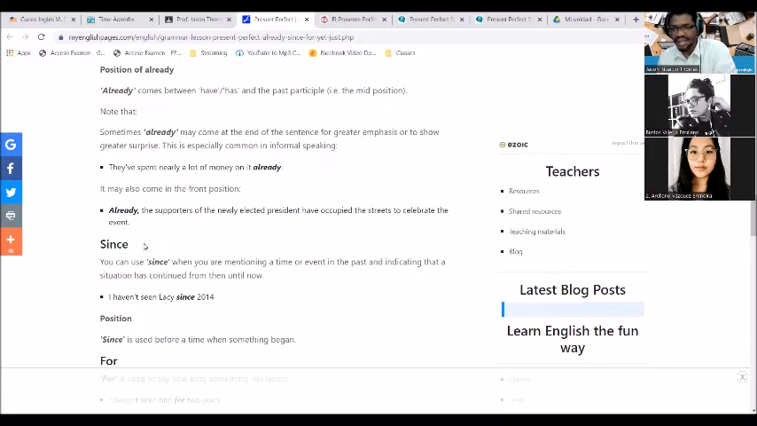All right, next one. Since, Erendira. You can use since when you mention a time or event in the past and indicating that a situation has continued from then until now. All right. Now, since is a little different from already. It is usually at the end of the sentence, just like with the other time expressions, it closes off the idea, right? It shows the starting point of something.